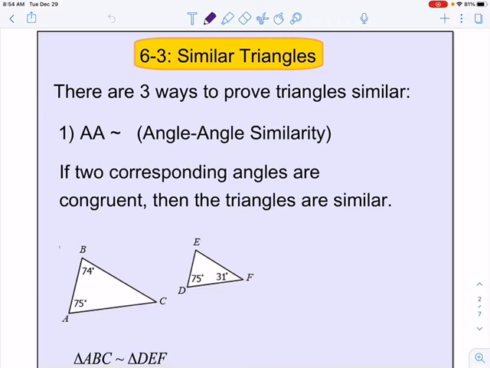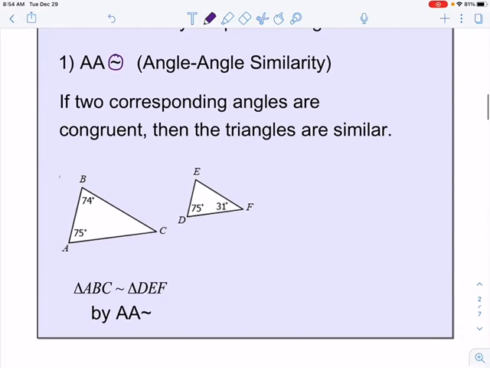First way is going to be by angle, angle. Okay, and notice again the similarity symbol next to it. So it's angle, angle, similarity. So if you don't have that similarity symbol next to it, not going to work. Okay, so if 2 corresponding angles are congruent, then the triangles are similar. So in this case below, triangle ABC is similar to triangle DEF by angle, angle, similarity.